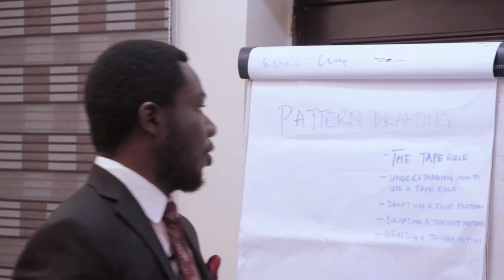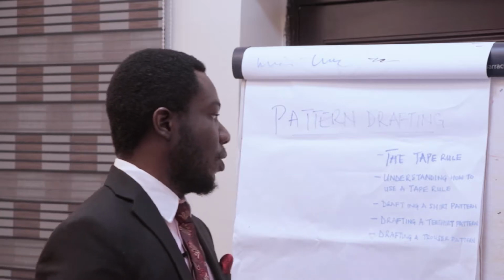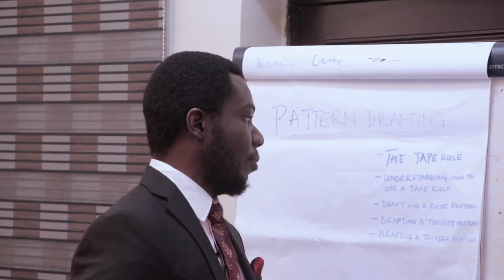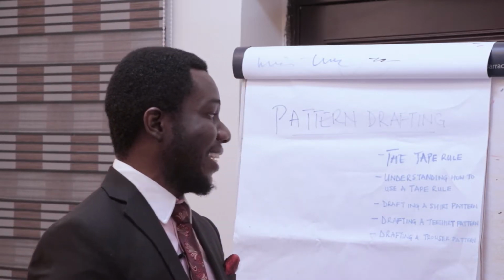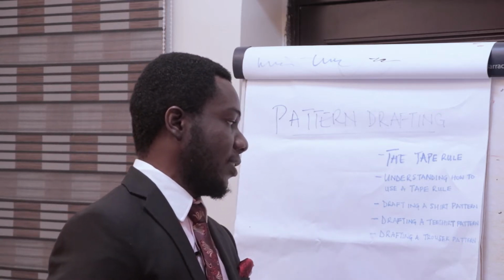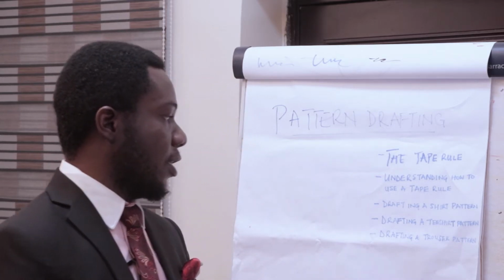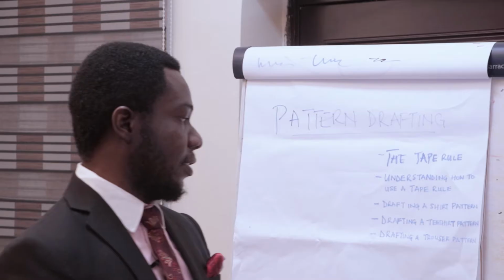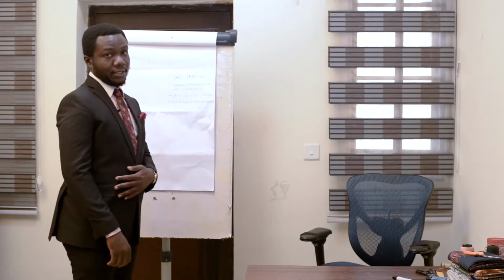Alright, so on today's class, we're going to be talking about 5 key outlines. Number 1 is going to be the tape rule, how to use the tape rule. And number 2 is understanding how to use the tape rule. Number 3 is drafting a shirt pattern. Number 4 is drafting a t-shirt pattern, and 5 is drafting a trouser pattern. So let's go straight into it.